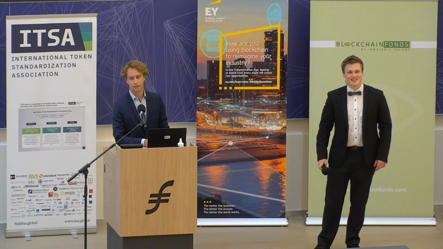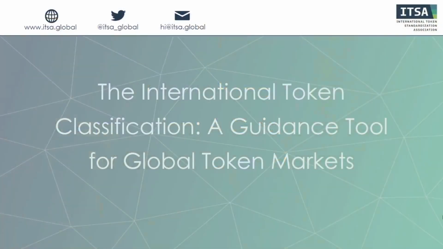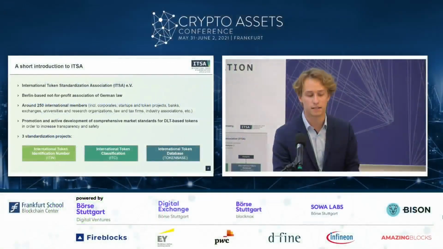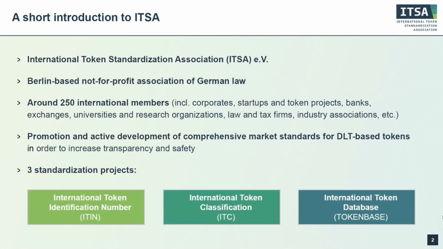Thank you very much. So I will give a presentation on the international token classification by the International Token Standardization Association, which we see as a guidance tool for global token markets. Very briefly, ITSA, we're a Berlin-based, not-for-profit association of German law. We have around 250 international members. These are pretty diverse, so they range from corporates to startups and token projects, banks, exchanges. There's some universities, some law and tax firms, and different industry associations. And actually, quite a bunch of the presentations you've seen throughout the 3 days were by some ITSA members.